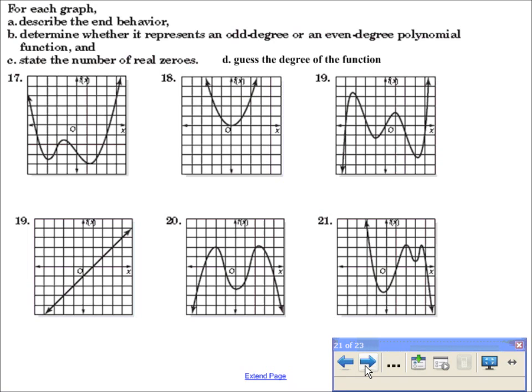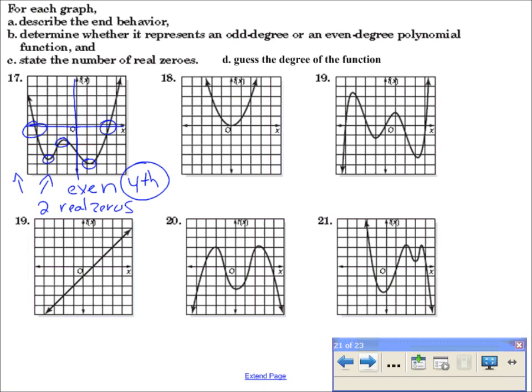So let's look at this. It says, describe the end behavior, determine whether it represents an odd or an even function, and the number of real zeros. So here on this first one are the axes. End behavior is up, up, meaning that it's an even function. And there are 2 real zeros. Now the last part is guess the degree of the function. Well, there are 1, 2, 3 turning points. So I'm going to guess 4th degree.